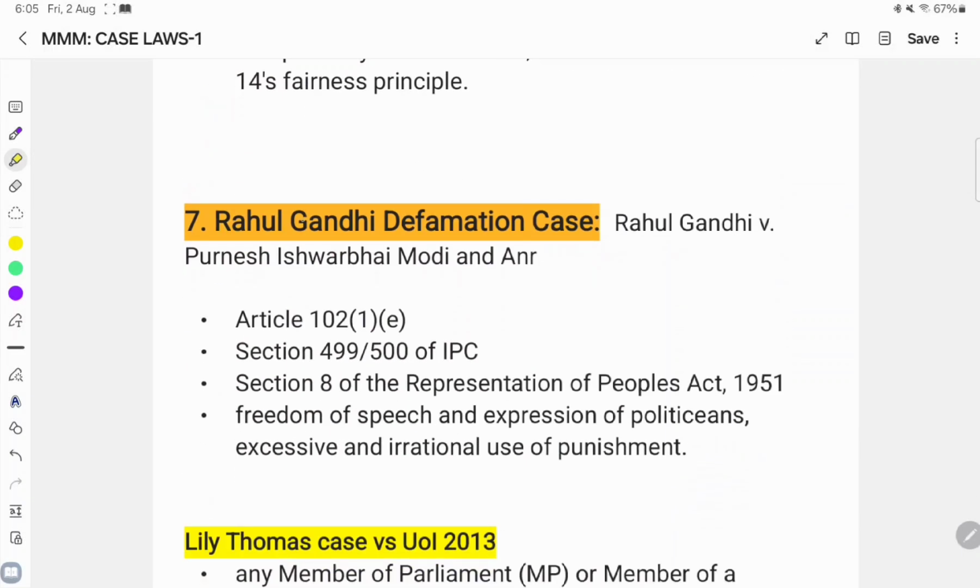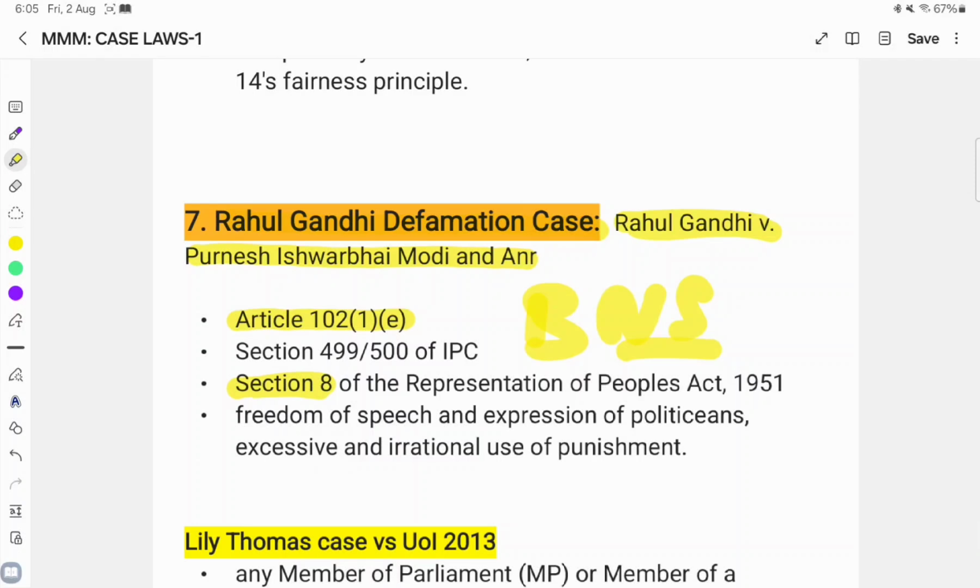The next case is the Rahul Gandhi defamation case, which became very popular these days. The case name was Rahul Gandhi versus Purnesh Ishwarbhai Modi and others, of 2023. In this case, the Supreme Court interpreted Article 102 as well as Sections 499 and 500 of the IPC. Now it has been changed to the BNS, so that we will cover in the next video. Section 8 of the Representation of the People Act, 1951 was interpreted.